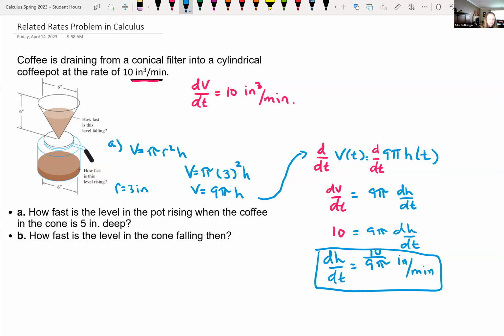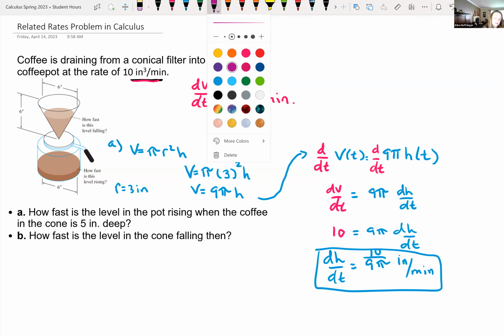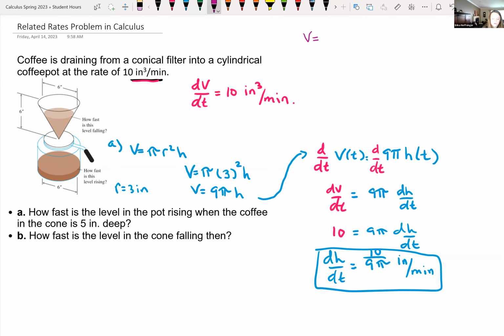Okay, so since we're looking at the level in the cone, we need to look at the volume of our cone. So if we're looking at the volume of a conical filter, whatever that is, it is our filter. That is V is equal to 1/3 pi r squared h. The problem in here is I don't know what the radius is as that is falling.